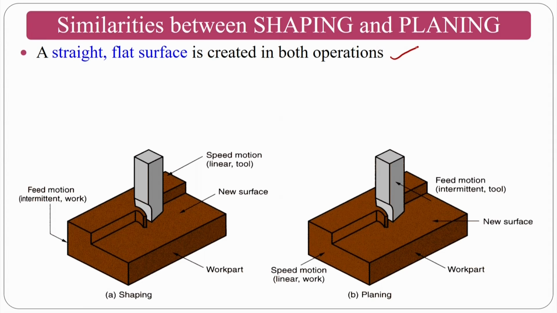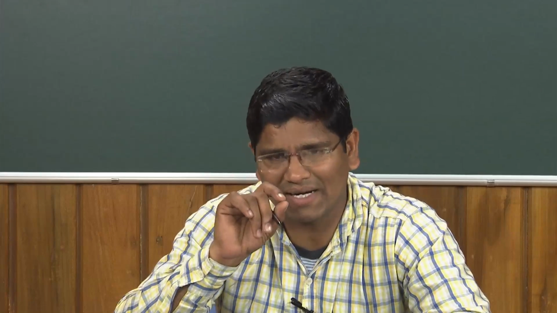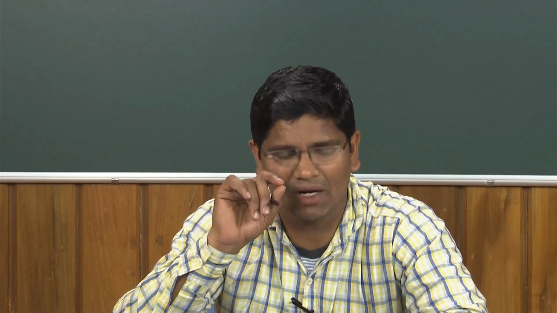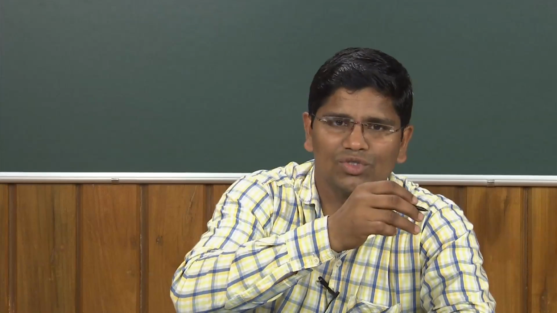Now in this particular slide, the similarities between shaping and planing are explained. In both shaping and planing, straight and flat surfaces are created. Interrupted cutting is subjected to tool impact when entering. That means when the tool starts its journey, it has some impact on it, so there will be an impact load on it. Low cutting speeds are due to the start and stop mechanism, because at the start it begins from 0 and it has to go to 0 velocity.